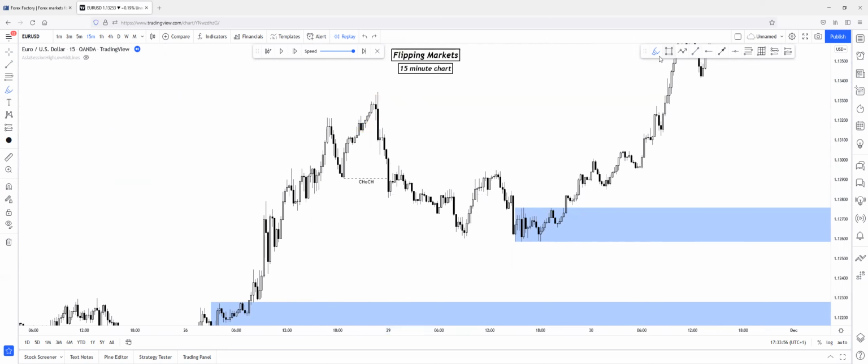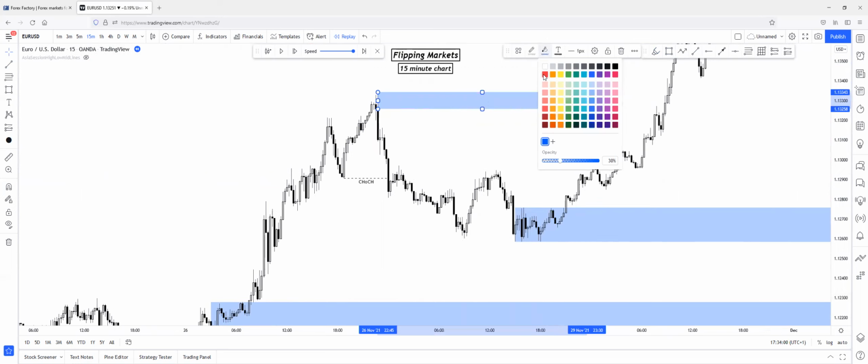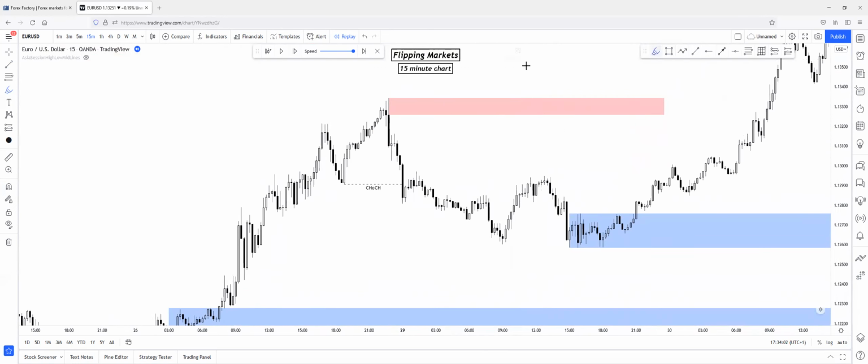And this supply zone changed that character. I will just mark that supply zone here. And we'll just zoom in. So this supply zone changed the character first. This decisional zone broke structure here and changed the bigger character. So we have 2 supply zones right here, as you can see. I will just mark the decisional one too.